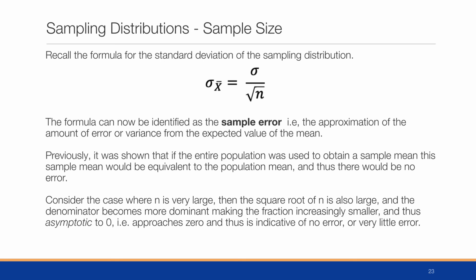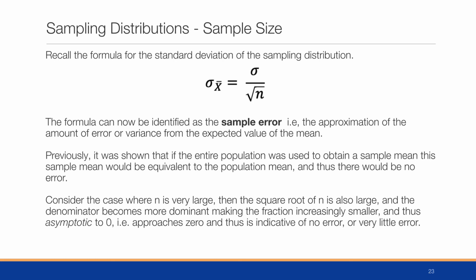So let's take a look at that standard deviation formula as sample error. Let's take a look at the standard deviation of that sampling distribution. So we said that it's sigma x bar, which is equal to sigma over the square root of n. We will now refer to this as the sample error. It is the approximation of the amount of error or variance from the expected value of the mean. Previously, it was shown that if the entire population was used to obtain a sample mean, the sample mean would be equivalent to the population mean, and there would be no error.